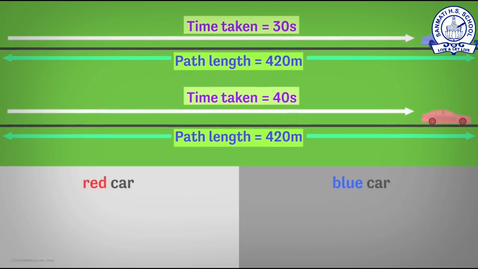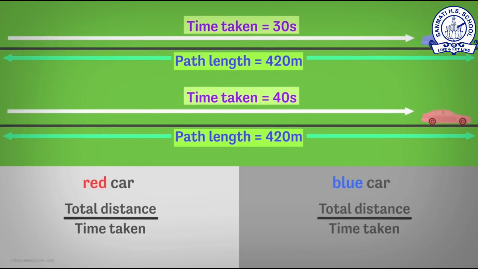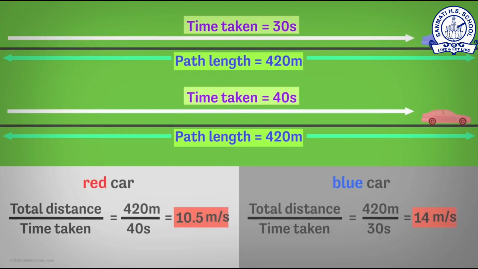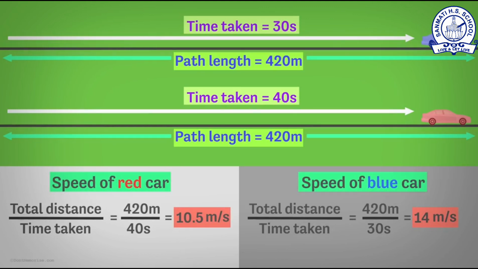Now for each object, if we take the ratio of the total distance covered and the time required to cover that distance, we will get this. This ratio is called the speed of the object. Yes, speed is distance over time. Since this ratio is greater than this one, it means that the blue car traveled with greater speed.